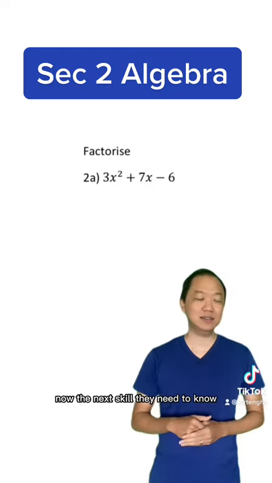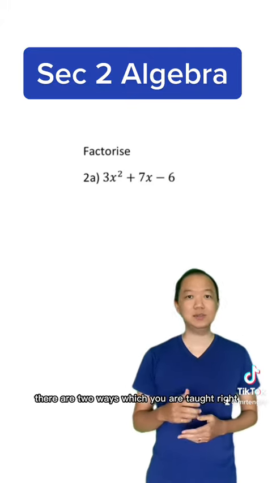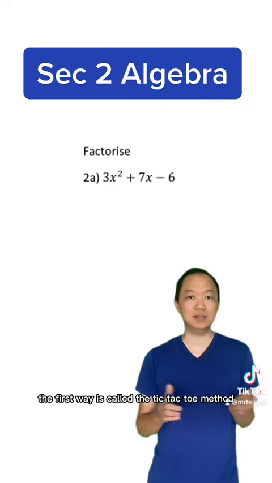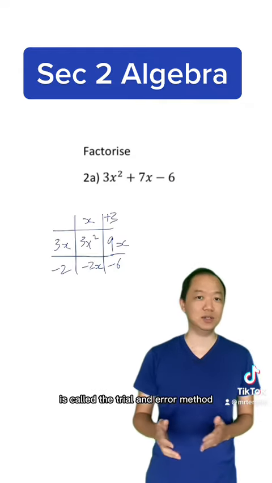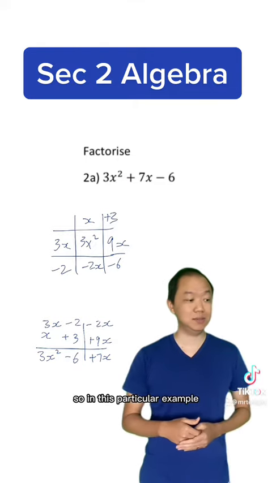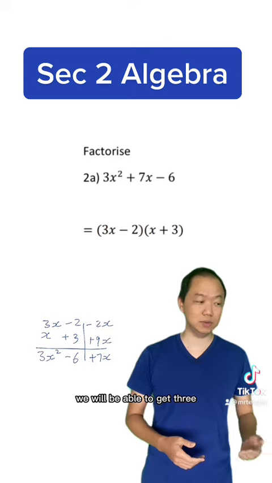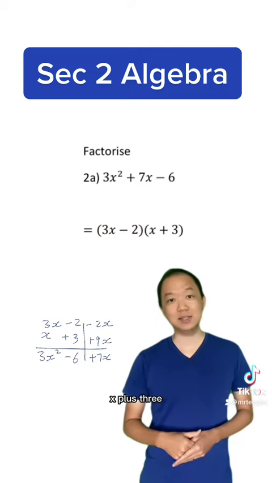Now the next skill that you need to know is about factorization. So for factorization, there are two ways which you are taught, right? The first way is called the tic-tac-toe method, and then the other way is called the trial and error method. It doesn't matter which method you use. So in this particular example, we just use the trial and error method, and when we factorize it, we'll be able to get (3x minus 2)(x plus 3).